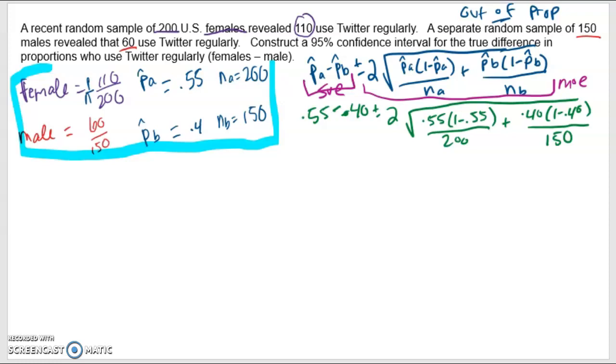Okay, so 0.55 minus 0.40 is 0.15 plus or minus 2 times the square root of all this. So anytime I do this, I first start by finding everything inside the square root and then I take the square root. So 0.55, 1 minus 0.55. And then the last thing would be taking the square root, and I got 0.053.